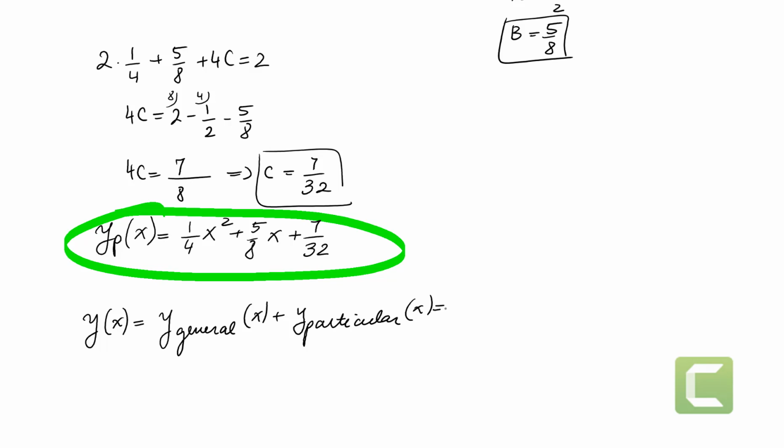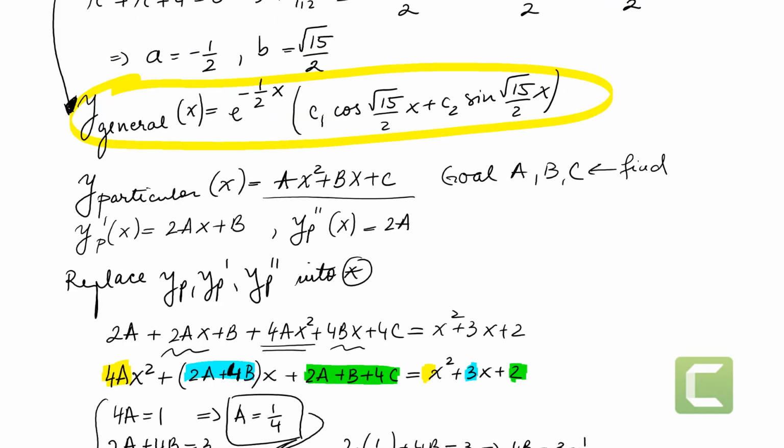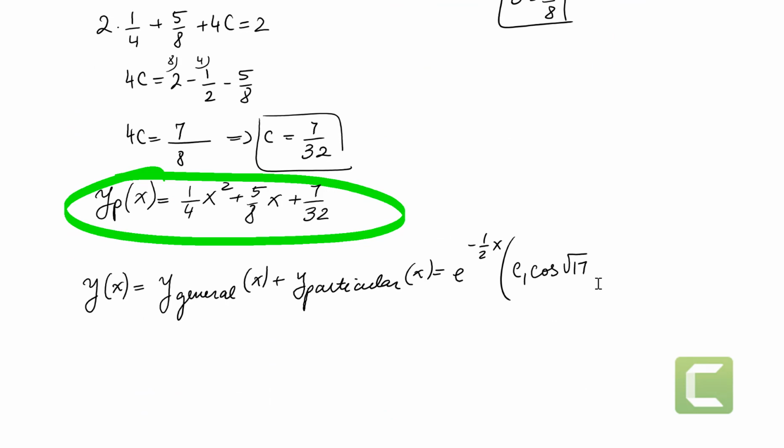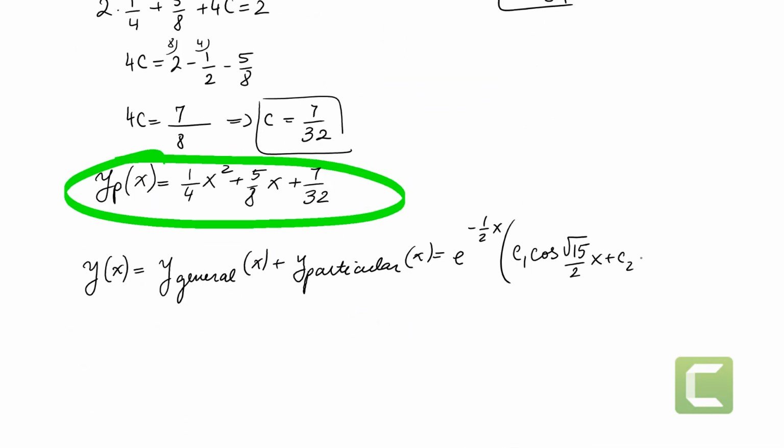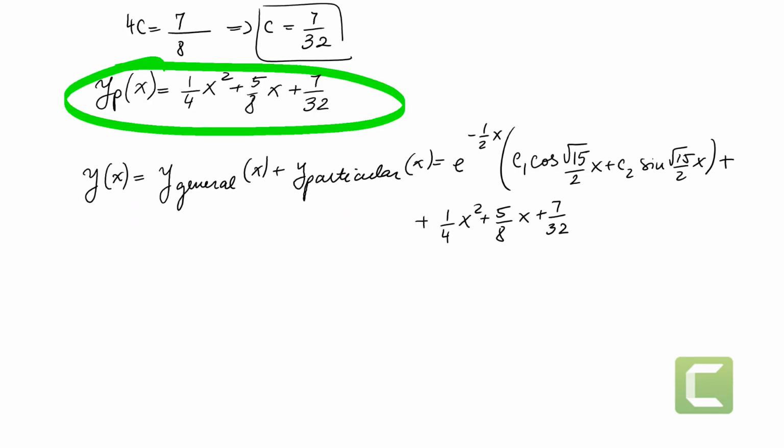So if I put them together, it's going to be e to the negative a half x, if I remember it correctly, c1 cosine of square root of 15/2 x plus c2 sine of square root of 15/2 x plus 1/4 x squared plus 5/8 x plus 7/32.